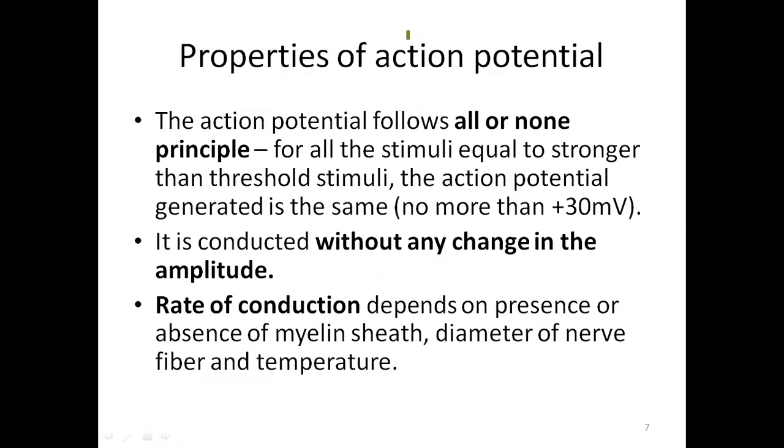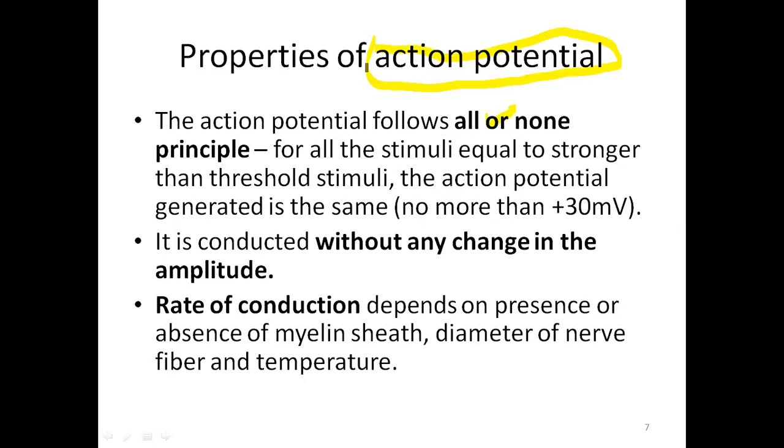Now, this action potential that is generated at the point of stimulus has the all or none principle. What do you mean by all or none principle? If a threshold stimulus is given, the neuron responds by generating the action potential, which is same for all. Okay, if the stimulus is equal to or stronger than the threshold stimulus, it is always generating an action potential which is of 30 millivolts. So that is what is known as the all or none principle.